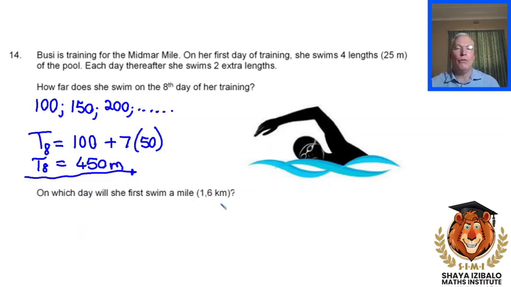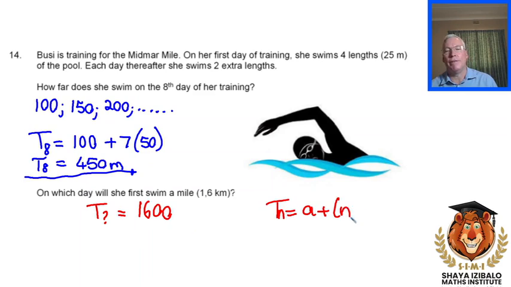Okay, on which day will she first swim a mile? There's a race at Midmar Dam called the Midmar Mile. That's 1.6 kilometers, 1,600 meters. So what we want to know now is which term is equal to 1,600. So let's remember our formula. Tn is A plus n minus 1 lots of D. Let's put the 1,600 here. A is 100. n we don't know. D we know is 50.